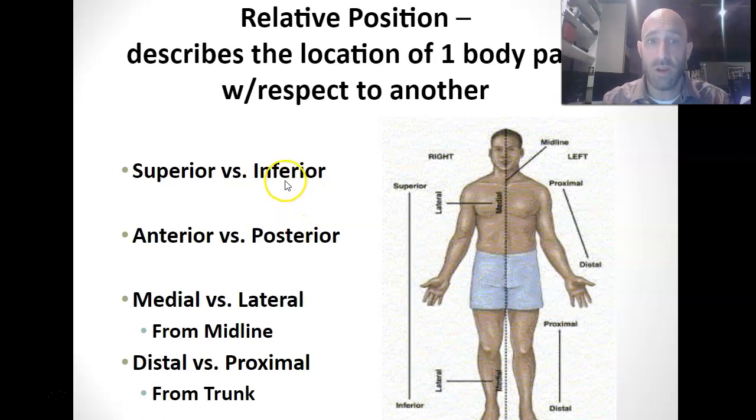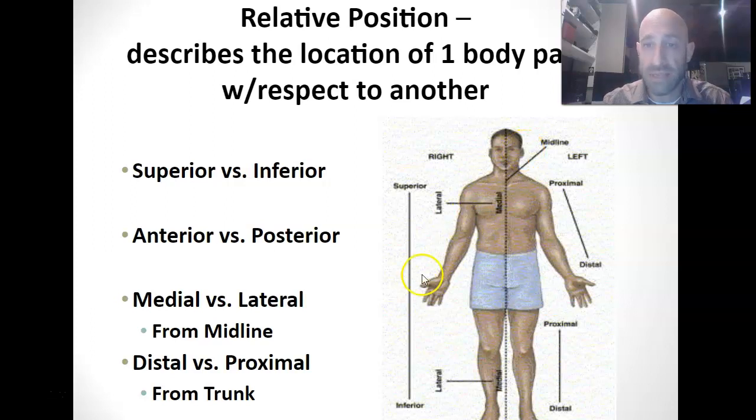So this first one here, superior versus inferior, refers only to the trunk. So what does that mean? Superior means above, inferior means below. So for example, I would say my nose is superior to my mouth. My mouth is inferior to my ears. So it's one versus the other.